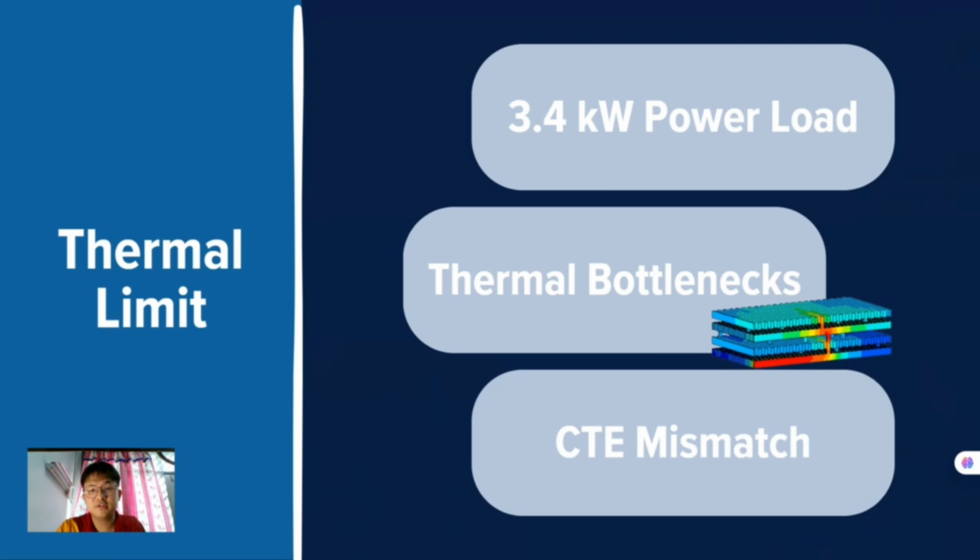As we move to CoWoS and chiplet systems, thermal limits become a major challenge. First, the power density can exceed 3.5 kilowatts in modern AI accelerators, which leads to a strong localized hotspot across the chiplets and the HBM stack. Second, a thermal bottleneck occurs because heat spreads easily in-plane through the interposer, but vertical heat removal is limited by low-conductivity materials like underfill and the dielectric. And third, the CTE mismatch between the silicon and the organic substrate creates mechanical stress, which leads to package warpage and reliability degradation.